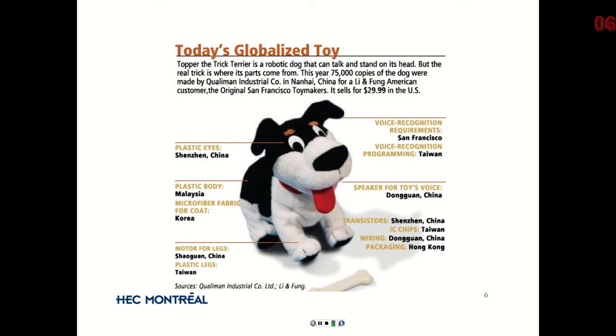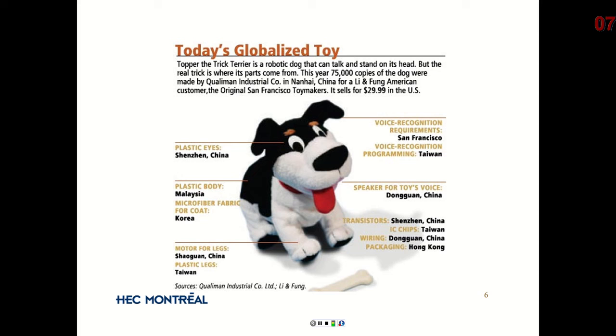And so Topper, the Tricteria here, which I presented last time as well, really demonstrates the importance of intermediate goods trade, because in order to make this one very simple product, you have many different countries involved in the production process, located in many different locations. Given that the plastic eyes are made in Shenzhen, these plastic eyes will eventually have to be exported to another country in order to be put together with the plastic body that's made in Malaysia, with the microfiber fabric for the coat that's made in Korea, etc., etc.